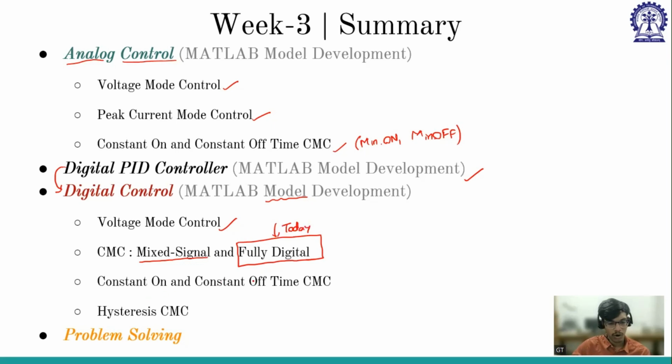And in constant on time and constant off time current mode control, first I have shown the MATLAB model development, followed by why we need minimum on time and minimum off time. I have shown it in the simulation, and how to implement minimum on time and minimum off time. What is the logic behind the implementation, and how we are implementing that in MATLAB. That we have rigorously discussed, followed by hysteresis current mode control: peak, valley, and average. And we have solved a few problems as well.